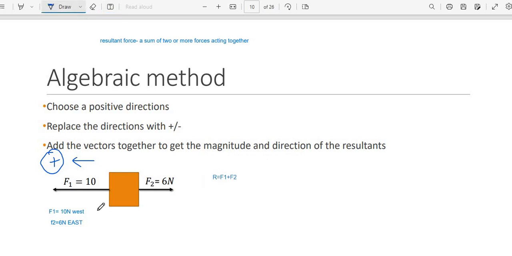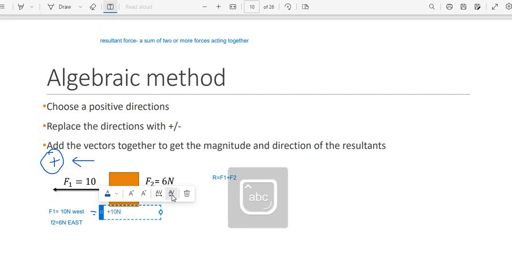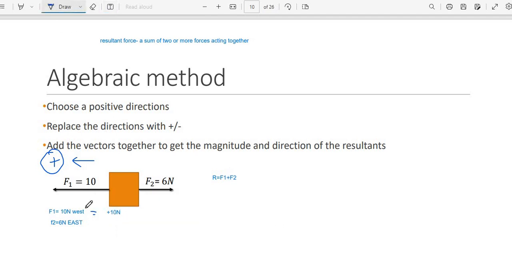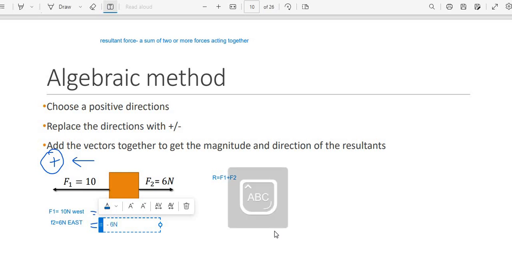Now, if we want to write our F1, we're going to replace the west with a positive or negative. So this will be positive 10 newton, whereby the positive represents west. Even if you choose east as positive, we should all get to the same answer. When I get to the other vector, F2, that would be negative. If west is positive, then the opposite of west will be negative, which is east. So east is negative. So this will be negative 6 newton.